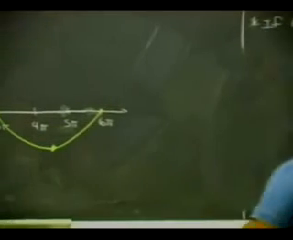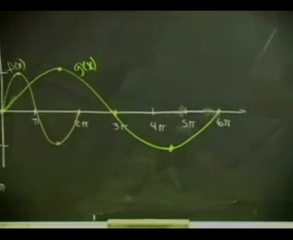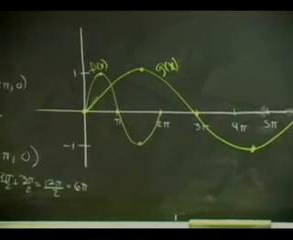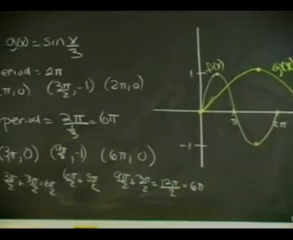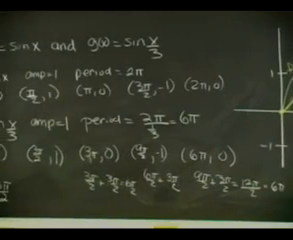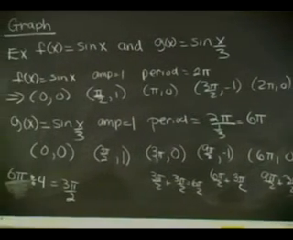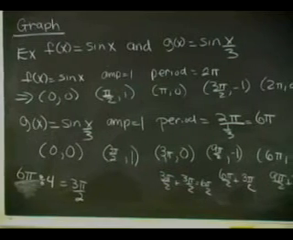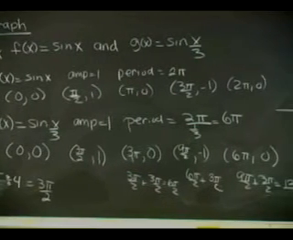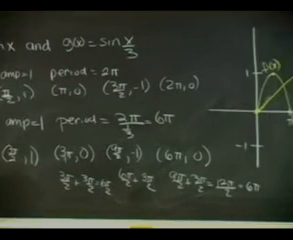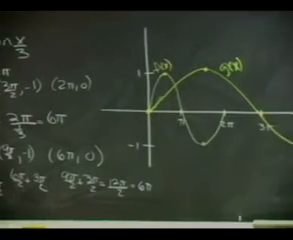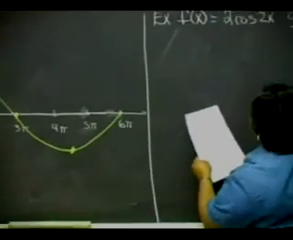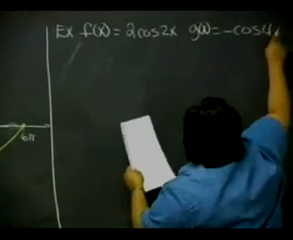Let's look at another one. We'll look at a cosine graph now. They want us to graph on the same set of axes 2 cosine 2x and negative cosine 4x.